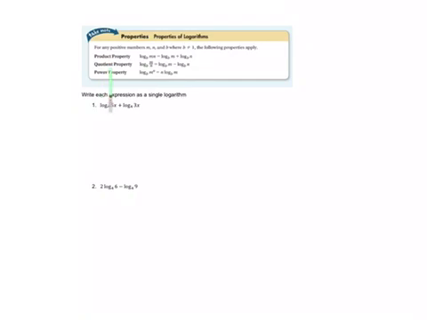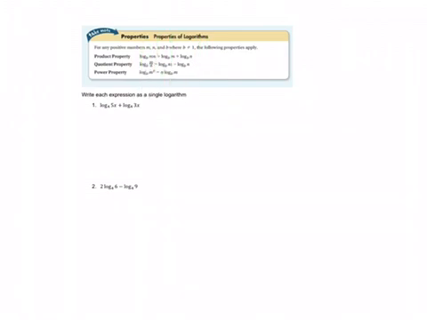The quotient property says that the logarithm base b of m over n is the same as the logarithm base b of m minus the logarithm base b of n. And the power property says that the logarithm base b of m to the n is the same as moving that exponent in front, so it's the same as multiplying n times the logarithm base b of m. Again, this property comes from the laws of exponents.